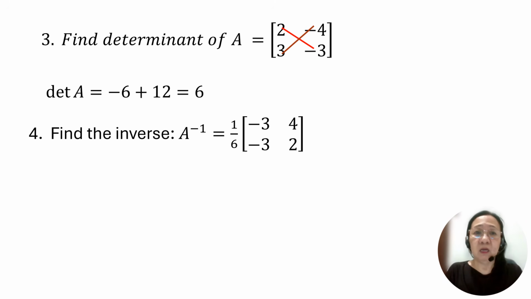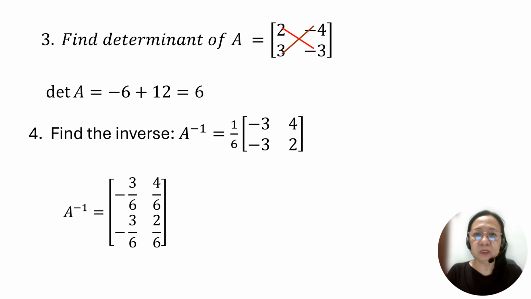Next, using the formula, substitute the value of our determinant. So we have 1 over 6 times this, our adjoint. Then we have to distribute. So negative 3 times 1 over 6 is the same as negative 3 over 6. 4 times 1 over 6 is 4 over 6. Negative 3 times 1 over 6 is negative 3 over 6. And 2 times 1 over 6 is the same as 2 over 6.